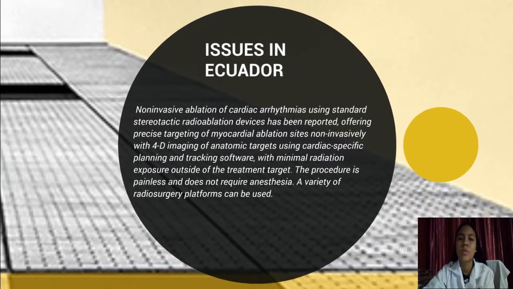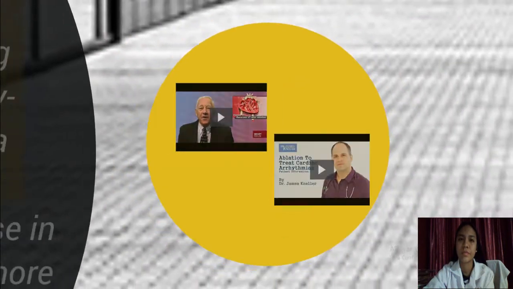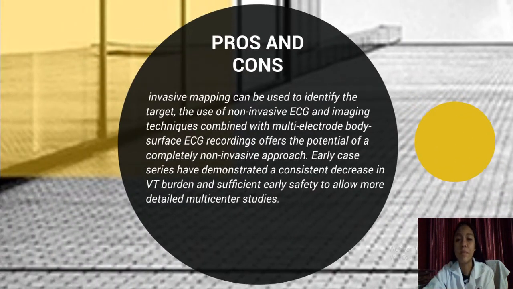Next, we're talking about pros and cons. Invasive mapping can be used to identify a target. The use of non-invasive ECG and imaging techniques combined with multi-electrode body surface ECG recordings offers the potential of a completely non-invasive approach. Early case series have demonstrated a consistent decrease in VT burden and sufficient early safety to allow more detailed multi-center studies.